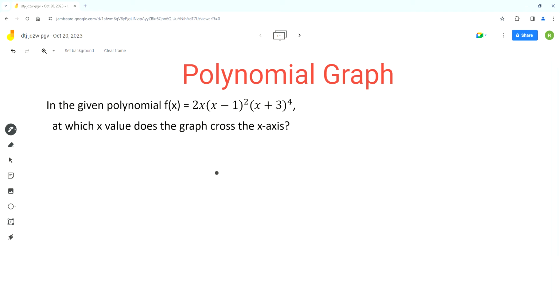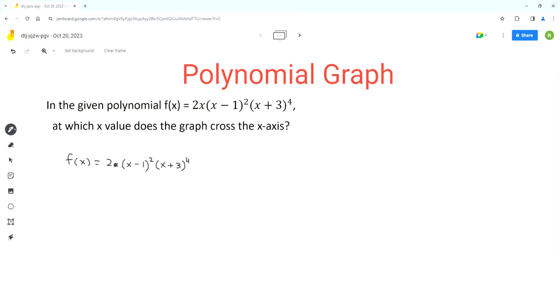Now this polynomial function is given to us in factored form. So I'll write it on the board. So the given function is 2x times (x minus 1) squared times (x plus 3) to the power 4.